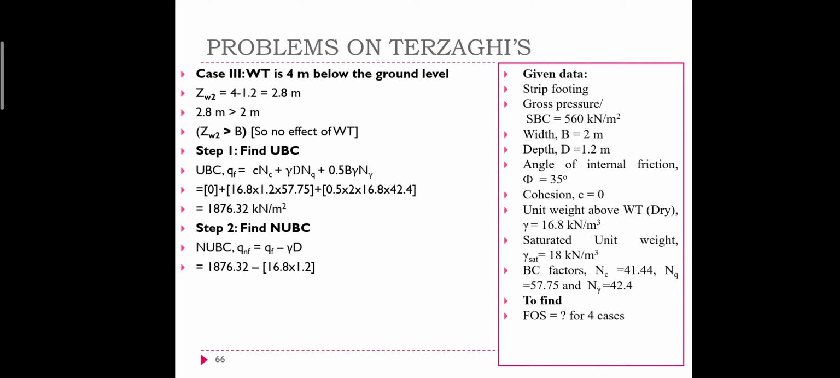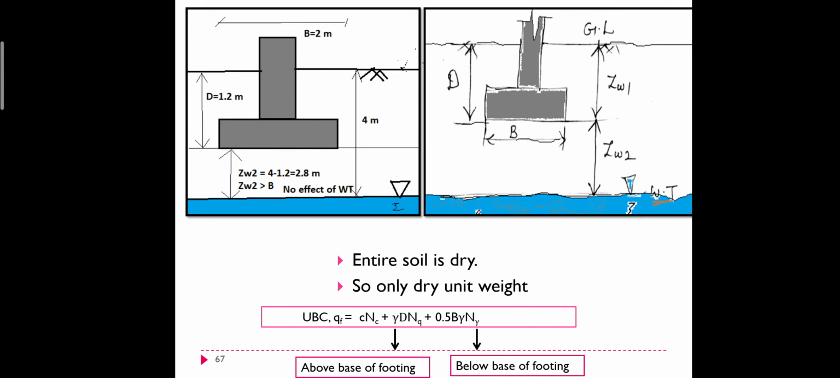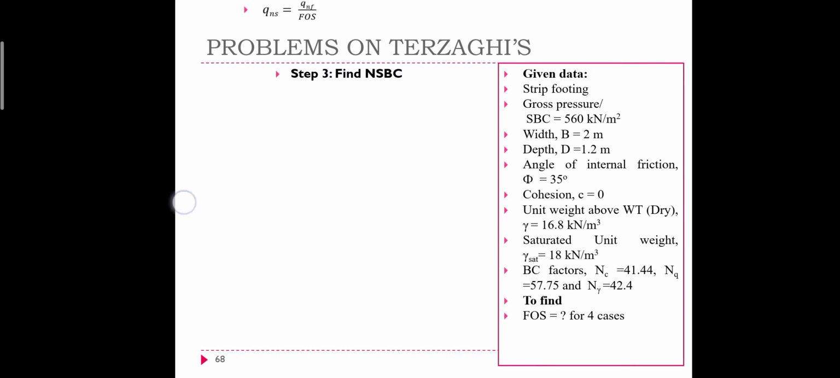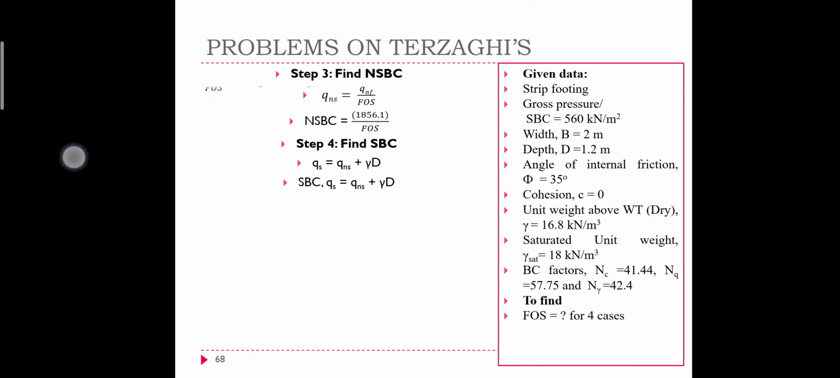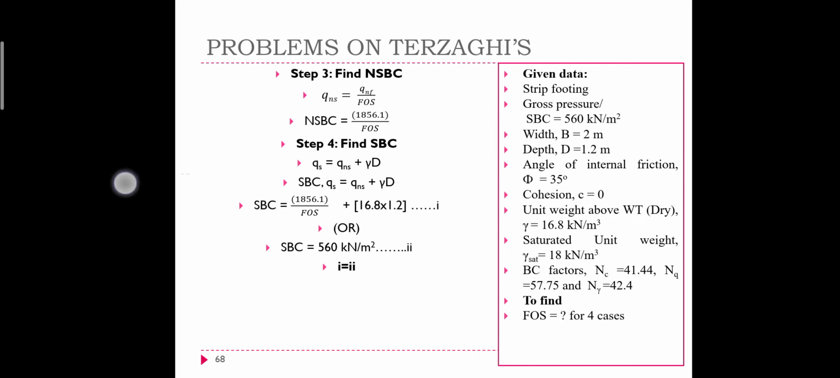First நீங்கள் last classல பார்த்த மாதிரி find the UBC. This is easy because normal case, dry, no water table effect ன்னு எடுத்துக்கணும். So substitute everything as gamma. There is no presence of water at all. The other steps remain the same as the last case. Finding NSBC, just dividing by factor of safety, add gamma D and equal to 560, you get the factor of safety.